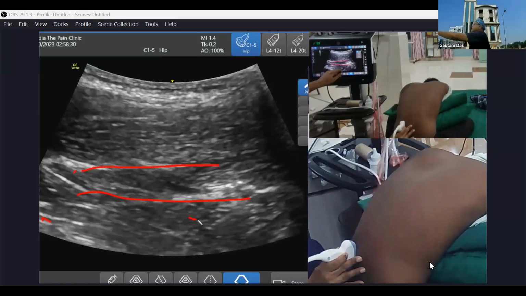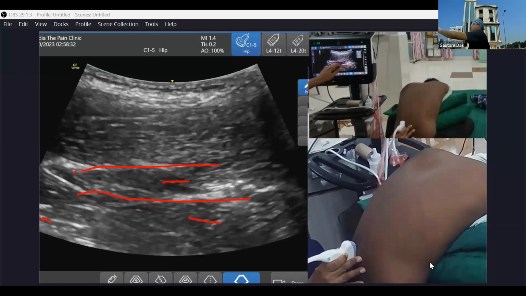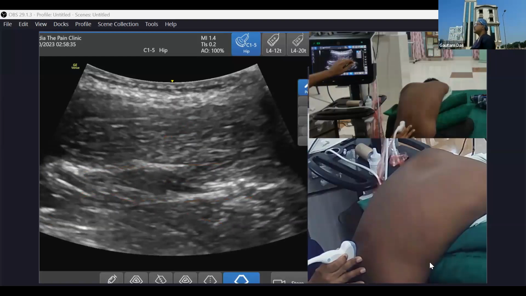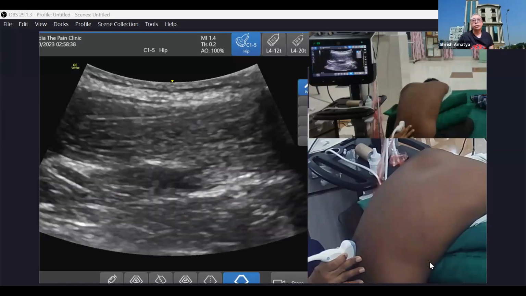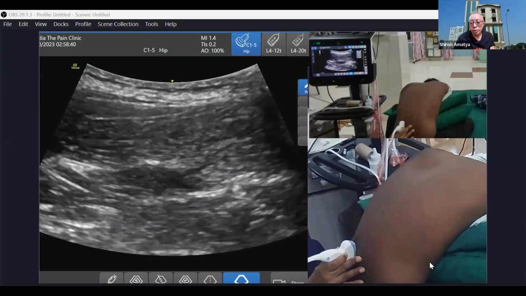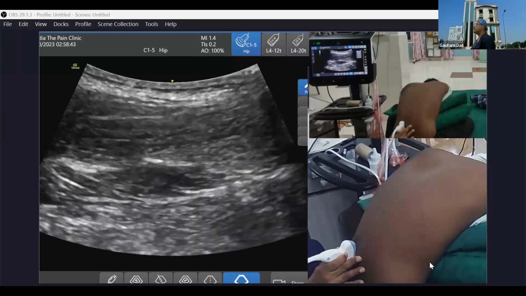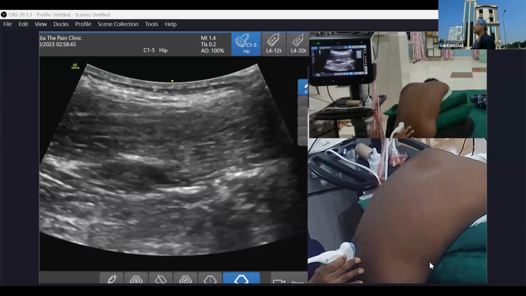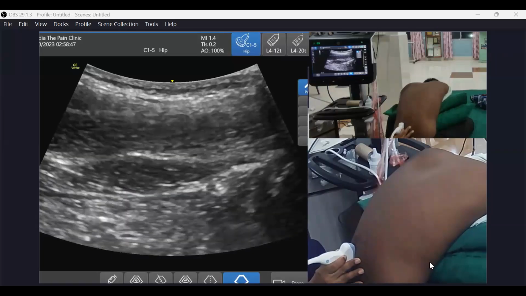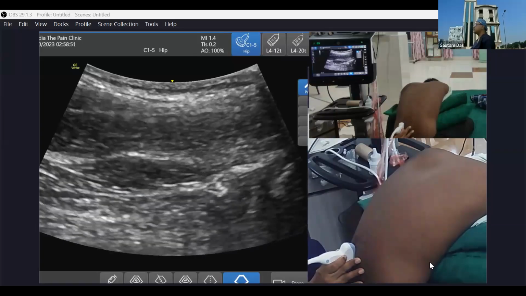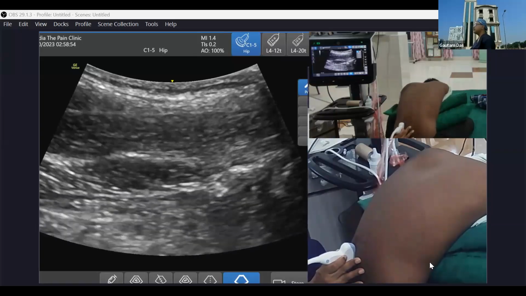This is your psoas. This is your QL. This is your erector spinae. The lateral most erector spinae is your iliocostalis. So can you appreciate the three distinct layers of muscles here? Everybody? Yes. In between is your quadratus, above is erector spinae, below is psoas, and after that you see the peritoneum moving.